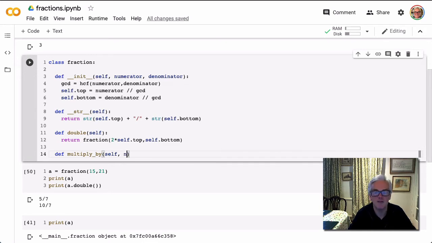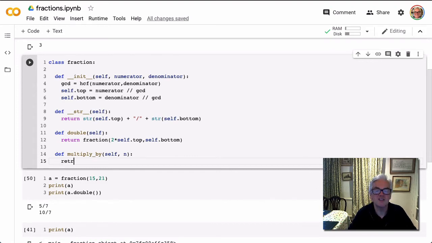Do we the number? Okay, it doesn't like number. I'm going to call it n. So whatever we're asking it to multiply by, we're going to call that n. And we return something very similar to what we had earlier, the fraction, n times the self.top, comma, self.bottom.